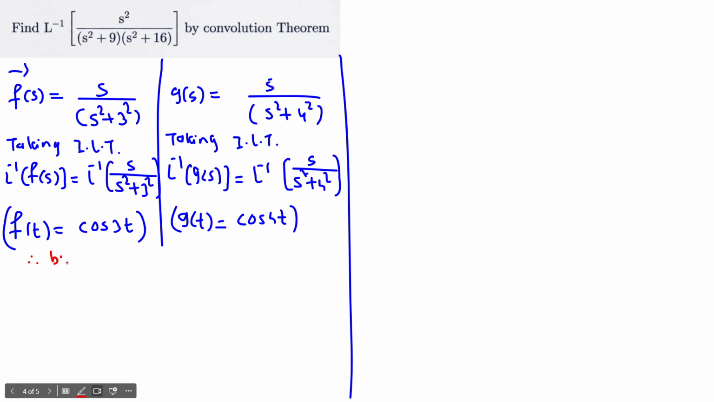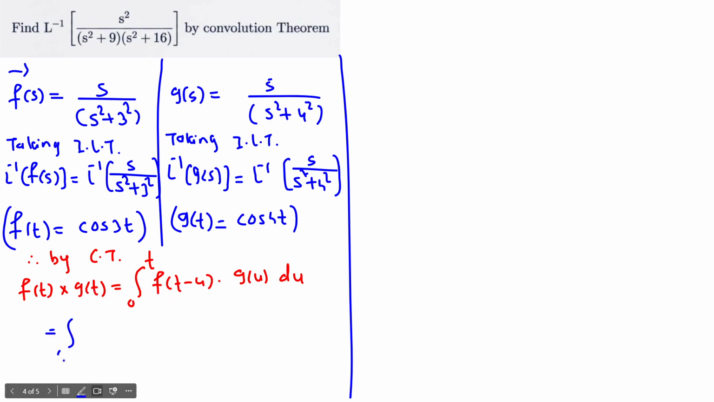Therefore, by using the convolution theorem, we have the formula f of t into g of t is equal to integration of limit 0 to t f of t minus u into g of u du, right? Now in this formula put both the values, so you will get integration of limit 0 to t f of t minus u.